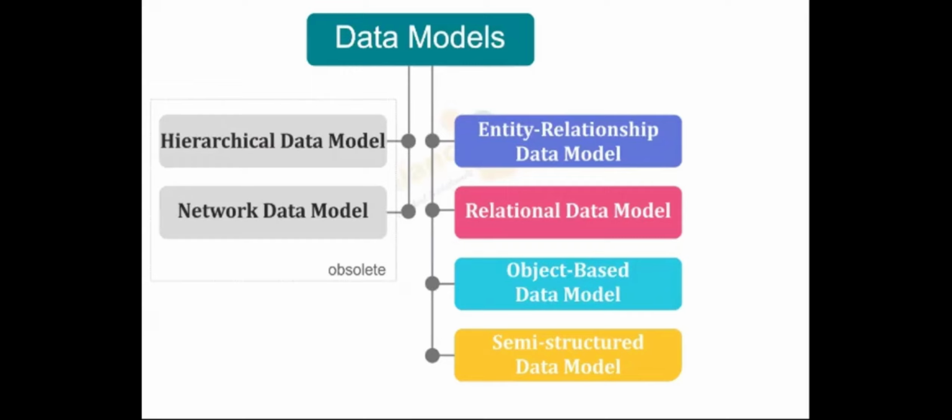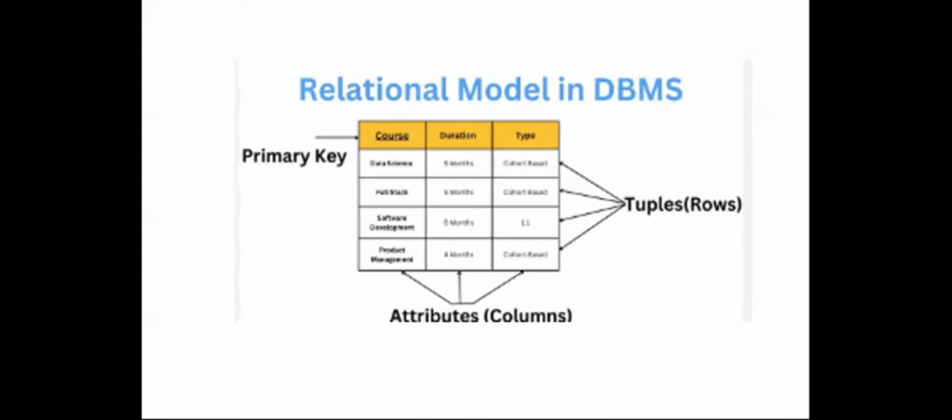So let us see what is meant by a relational data model. In the relational model, the data is represented in tables with rows and columns, emphasizing relationships and structured querying using SQL. So in here, you can see that there is a table with three attributes: course, duration, and type, and then some tuples, which are also called as rows. So this is how a relational model is represented in DBMS.